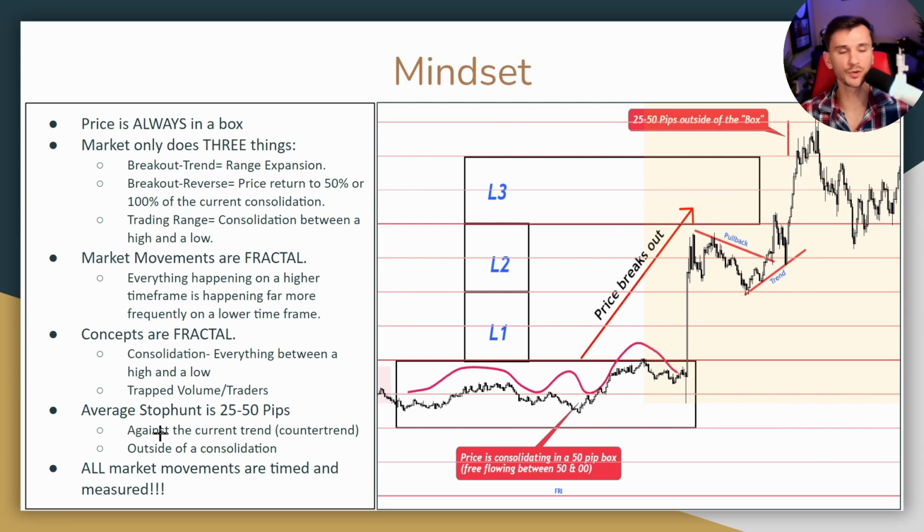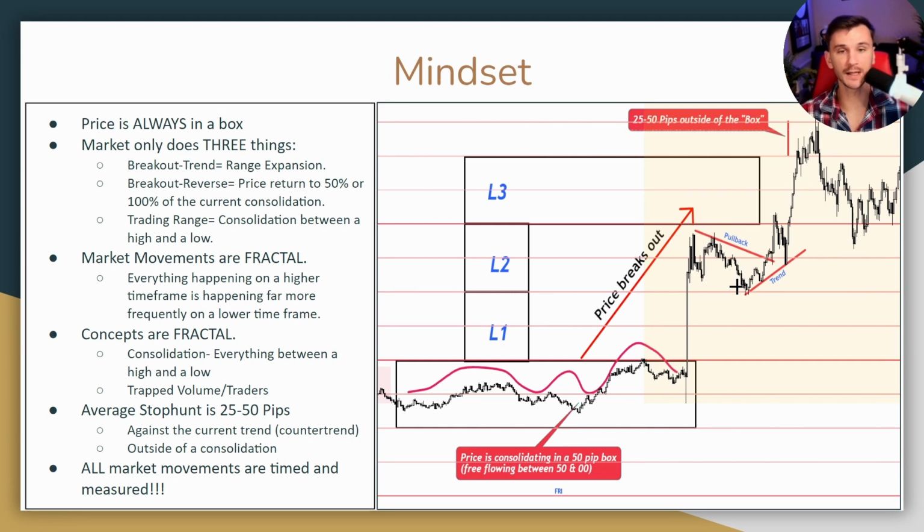Now, you could also have 25 to 50 pip stop hunts against the trend. Like, for example, notice how this is going up, and the pullback is 25 to 50 pips. And pullbacks, the concept of a pullback, this part's very important. The concept of a pullback, what is it trying to accomplish? The market in a pullback, which is what this is, shaking out the people that have the trade correct, the direction correct.